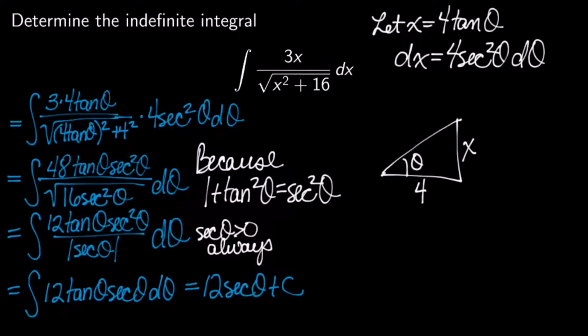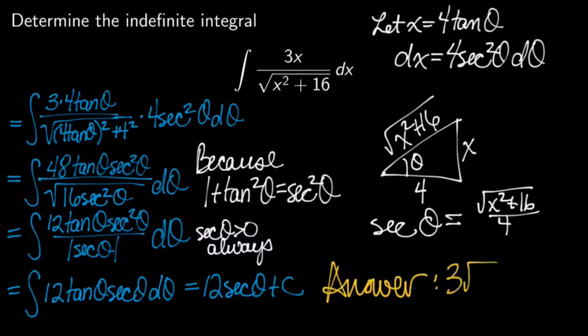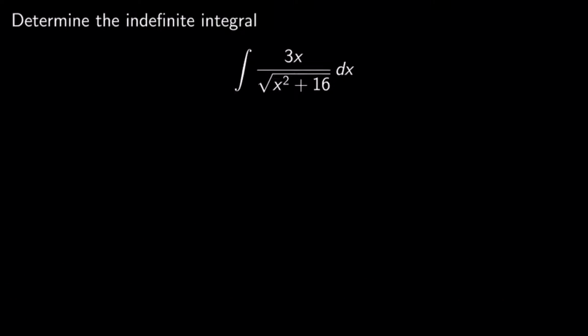I have to convert to terms of x, so I better draw a triangle. And what I had was x equals 4 tan theta, so I mark the adjacent and the opposite, and then I figure out what the hypotenuse is, and that tells me what secant theta is going to be. And so here's my final answer. I could do that. Or I could notice that there's a quadratic down here, and there's a linear up here.